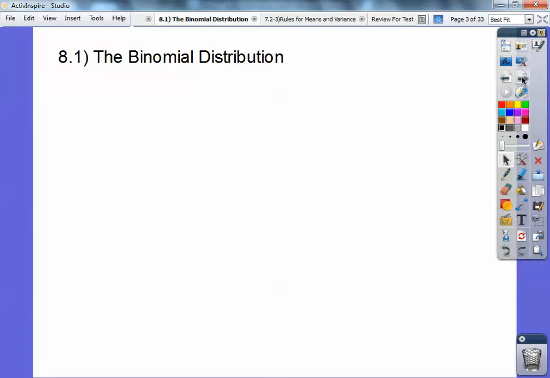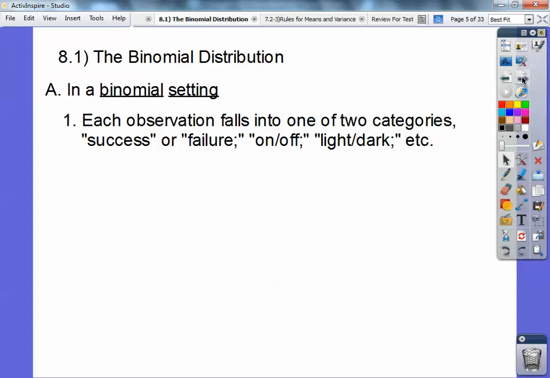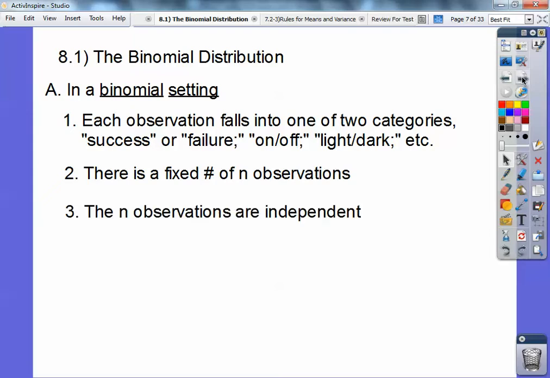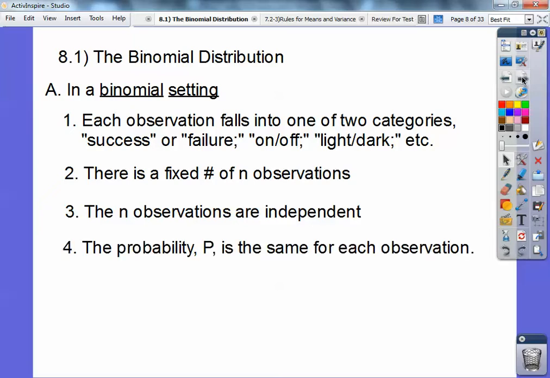Okay, this is section 8.1, the binomial distribution. This is an easy lesson, you should go fast. In a binomial setting, each observation falls into one of two categories, either success or failure, on or off, light or dark, left or right, heads or tails. And then there's a fixed number of observations, so it doesn't go on to infinity; you stop at a certain number. And the n observations are all independent of each other, like flipping a coin. The first flip is independent from the second flip, from the third flip, and so on. And the probability is the same for each observation.